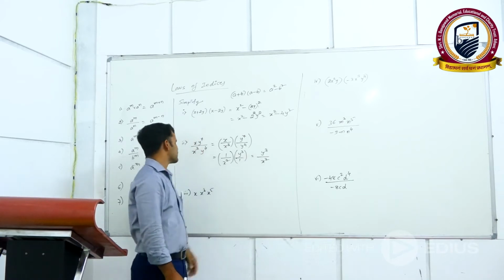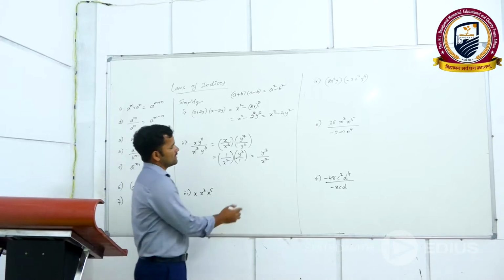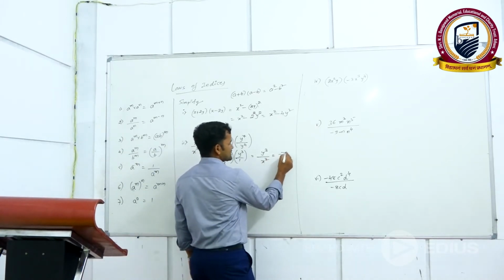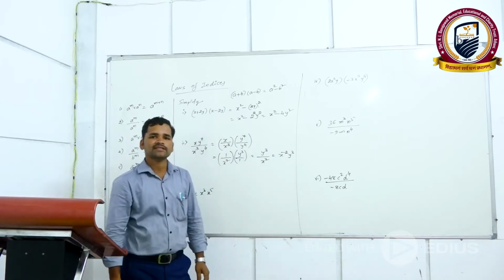We can take this denominator to the numerator using this fifth law. This is nothing but x raised to minus 2 into y raised to 3. Further we can't do anything.